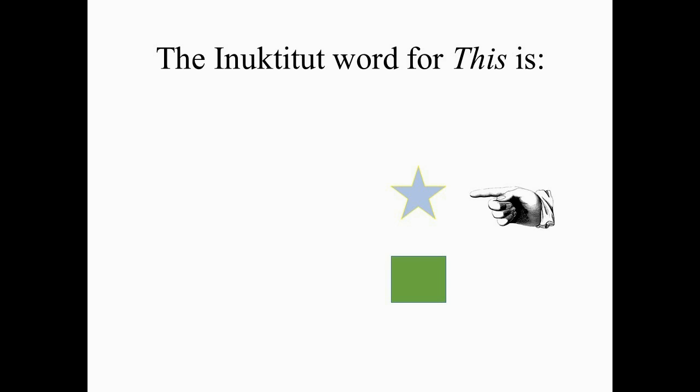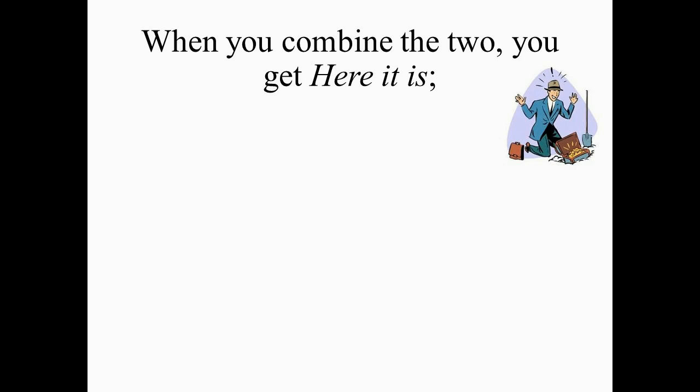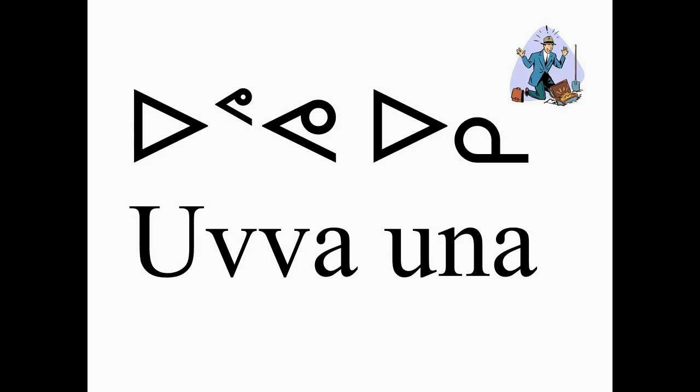The Inuktitut word for this is una. Una. U-na. Una. When you combine the two, you get here it is, or uvauna. Uvauna. Uvauna.